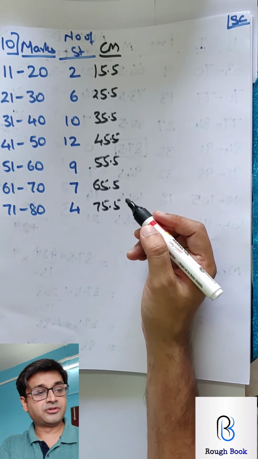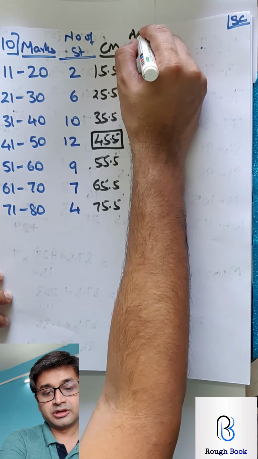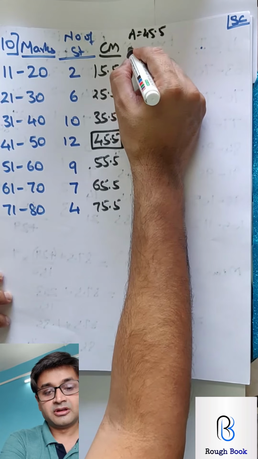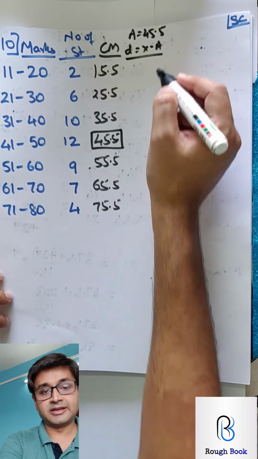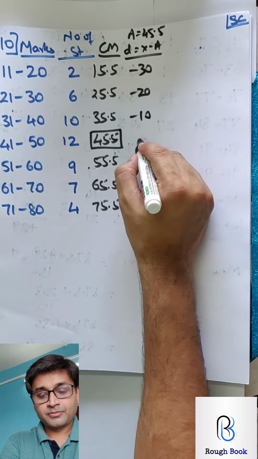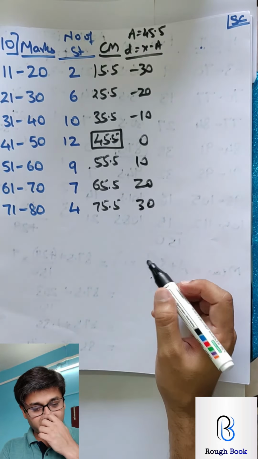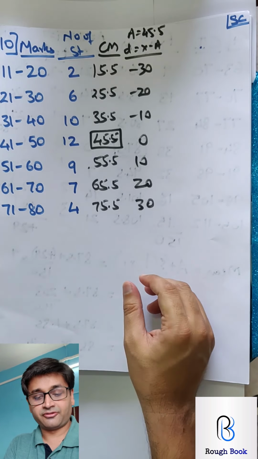Alright, now once you got this, let's go ahead. Your class mark is sorted. The next column is assumed mean. So what is the mean that you're assuming? 45.5. So A is 45.5. So D is equal to X minus A. So the difference is going to be minus 30, 20, 10, 0, 10, 20 and 30. I'm randomly checking one of them. 71 and 80 is 161. Sorry, 151. So half, correct, 75.5.